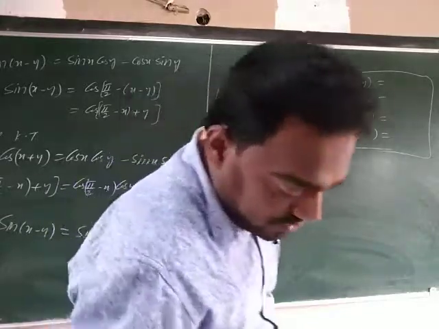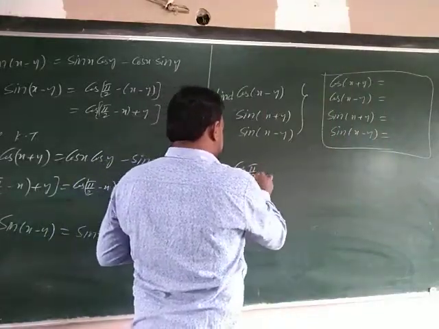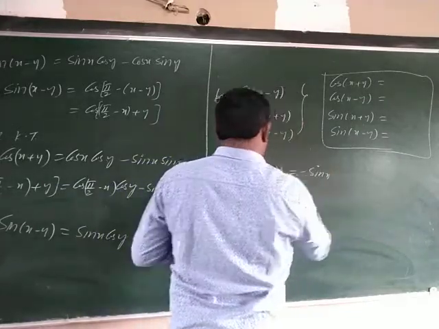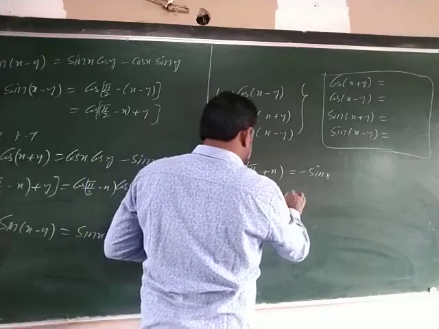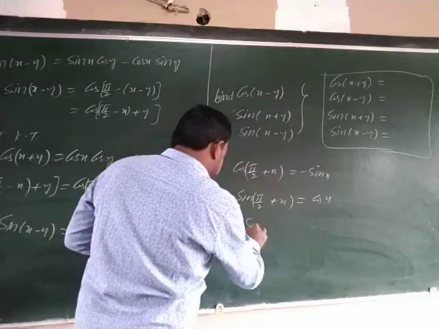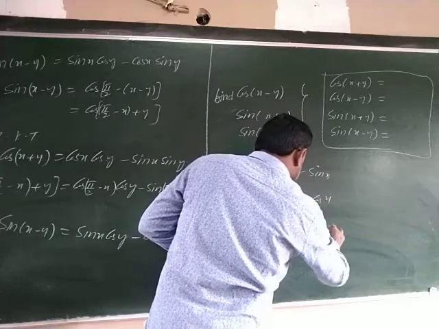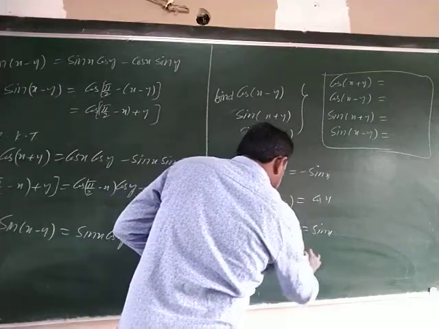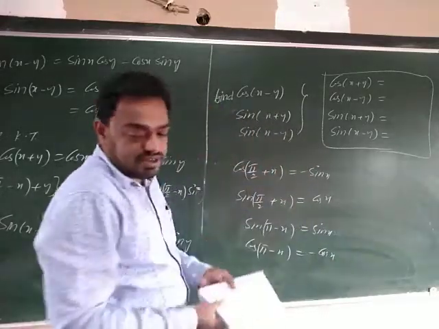You see, we have some questions. What is that? Cos of (pi by 2 plus x). Prove that this is equal to minus sin x. Next, sin of (pi by 2 plus x) is equal to cos x. Next, sin of (pi minus x) is equal to sin x. Next, cos of (pi minus x) is equal to minus cos x. Like that we have some questions.